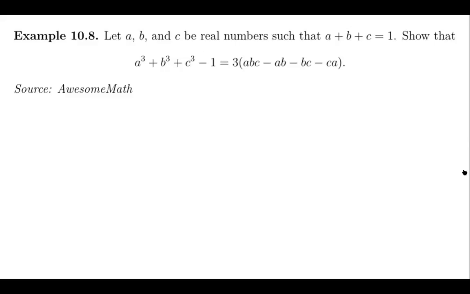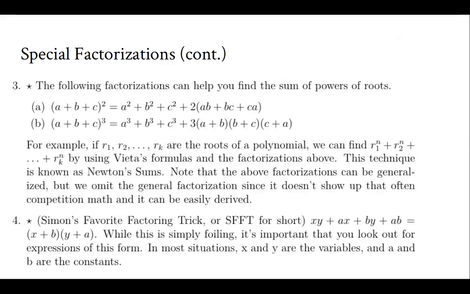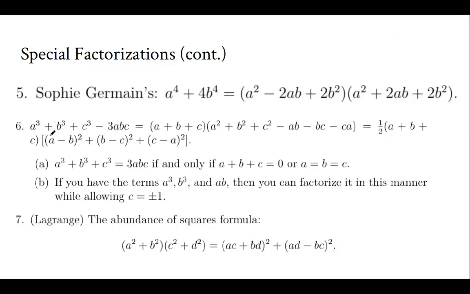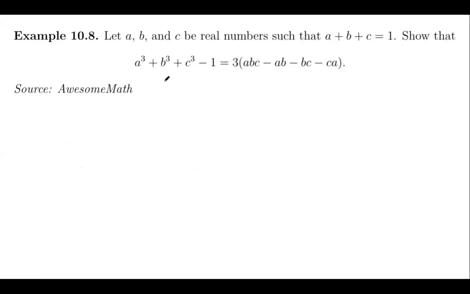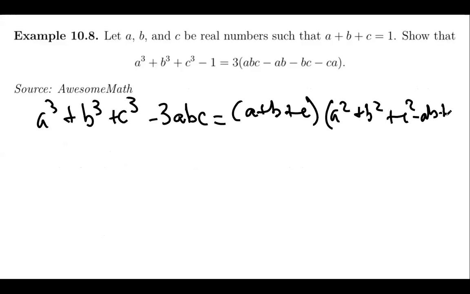Okay, let's look at the factorizations here. If you take a look at number 6 here, it looks very similar to the problem that we were just looking at. So let's take this one and see if we can make it look like this. That was a cubed plus b cubed plus c cubed minus 3abc equals, what else do we have? A plus b plus c times a squared plus b squared plus c squared minus ab minus bc minus ca.